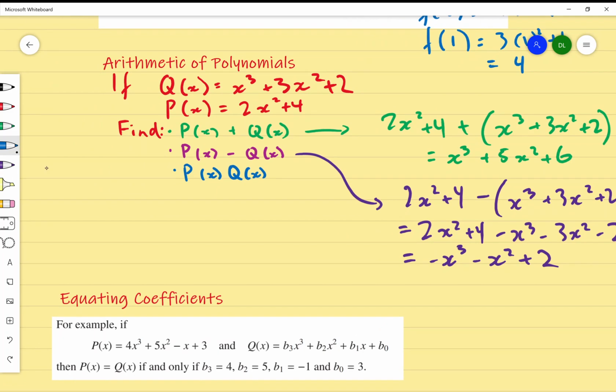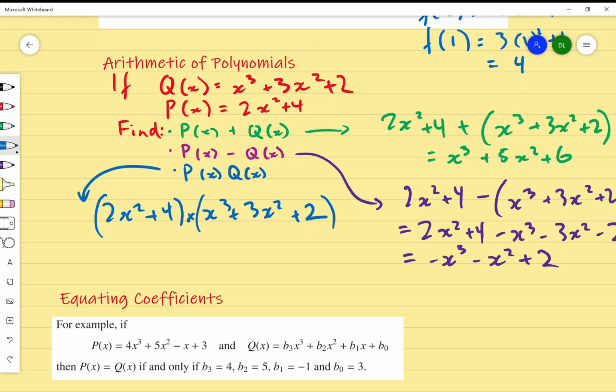So I'm going to write P of x, which is 2x squared plus 4 times x cubed plus 3x squared plus 2. What's the problem with me doing this? There's no brackets. I need the brackets because I'm multiplying the whole polynomial, not just the 4 and the x cubed. So I'm going to write bracket, bracket, bracket, bracket.